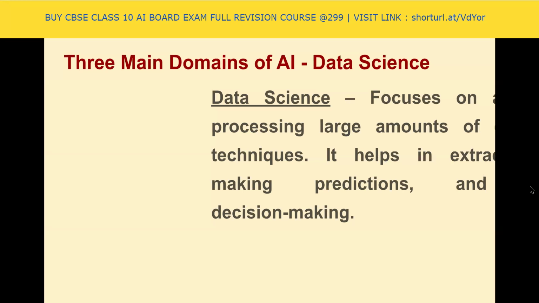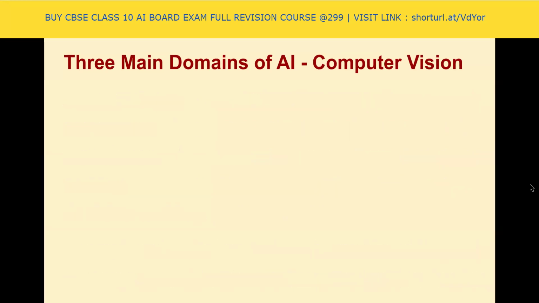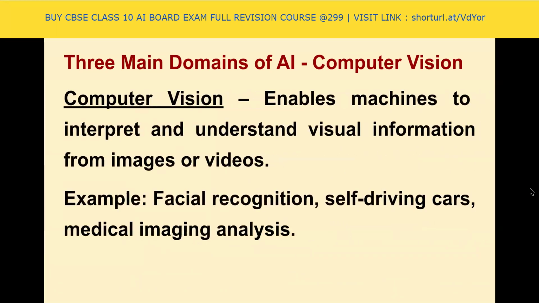So in the three domains, we have already discussed data science. Now we come to the next domain, which is computer vision. Like human vision, computer vision means computers are also given the same type of capabilities which humans can perform with their eyes, right? So what do we mean by computer vision, and what are the areas where we apply it?